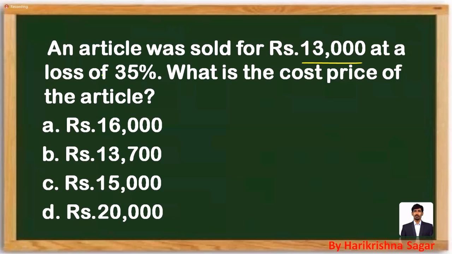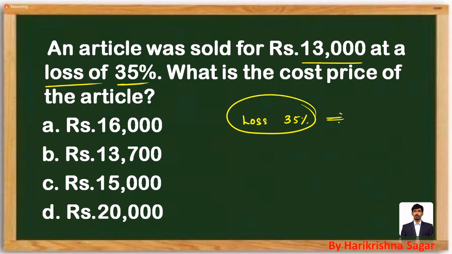Article is sold at 13,000 rupees at a loss of 35%. How can we take loss of 35%, my dear students? Loss of 35% means 100 minus 35, that is giving a result as 65, so 65% of the cost price. So 65% of the cost price is clearly given for us as 13,000 rupees.